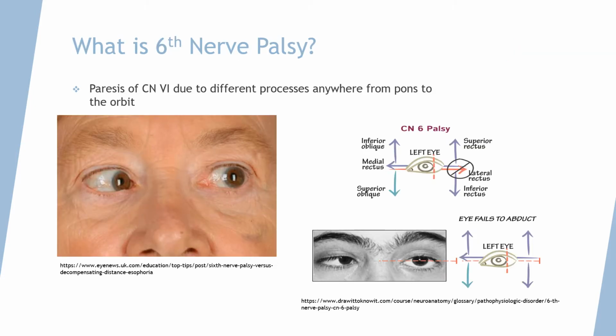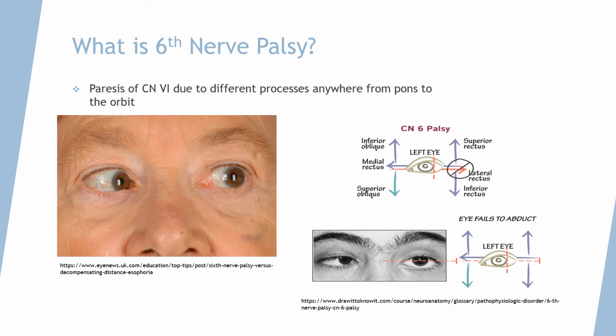As discussed with the previous slide, the sixth nerve innervates the extraocular muscles of the eyes so that it can move around in the orbit. The sixth nerve specifically innervates the lateral rectus, responsible for abducting the eye. So the left eye moving to the left and right eye moving to the right.